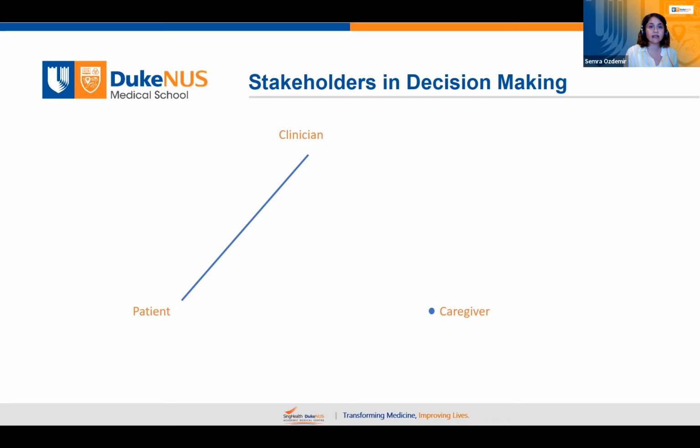And I must admit, I should be the first one to admit, that I really started thinking about caregivers after moving to Singapore and seeing the kind of decision-making process in Singapore, and how much caregivers are involved in the decision-making process, way more than I have ever observed in other parts of the world.